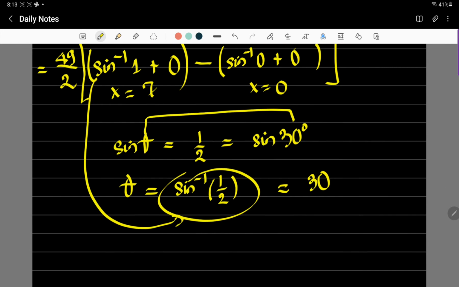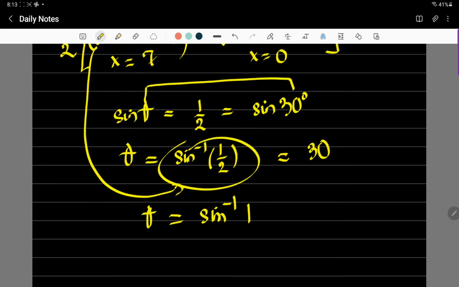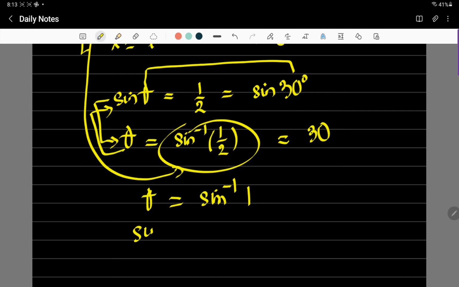Now let's put theta equals sine inverse of 1. Look at this. This goes from here to here, and now we go backward, from here back to there. I have theta equal that, meaning sine theta equals what? Because I go from sine theta equals 1/2, that means theta equals the inverse function of that. And then what is sine inverse of 1?